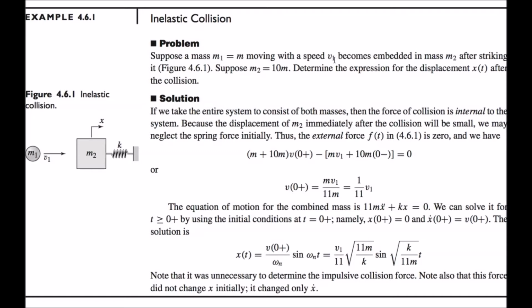Moving with the speed of v1, it becomes embedded in mass m2 after striking it, which we can see down in the figure shown here. We can suppose that m2 is equal to 10m, and they want us to determine an expression for displacement x of t after the collision. Here's our solution for an inelastic collision. I just wanted to reference back to that because they're saying we're going to expand upon this problem in 4.6.2, but do it for a perfectly elastic collision.